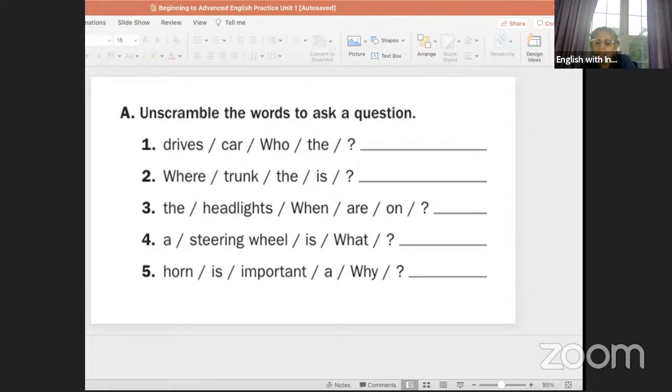Okay, when are the headlights on? Yes, Harun, yes, you are correct. You just missed the question mark, right? Yes. So when are the headlights on? Yes. The time when the headlights turn on. Yes. It's like a tire. Yes, the steering wheel. What is wheel?